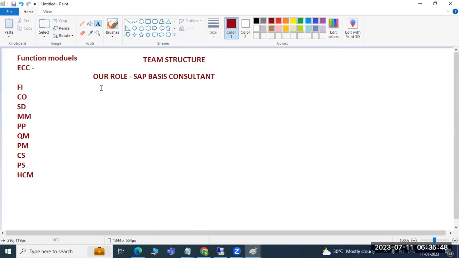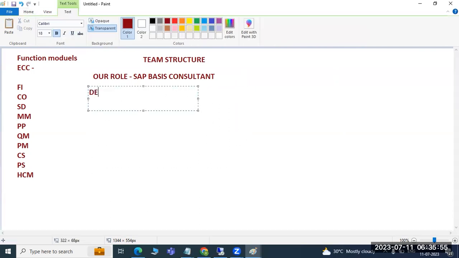Okay, so with us we have developers. Developers are definitely required here, because they change the code, which is easily adaptable, as we discussed, right? That team is called the SAP ABAP team. Then the functional team. Functional team means the FI functional team, CO, SD team. These are the functional teams.